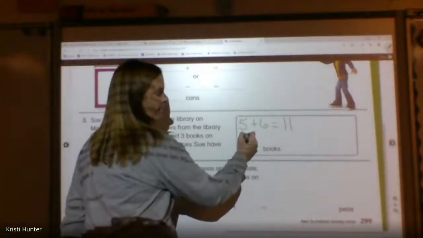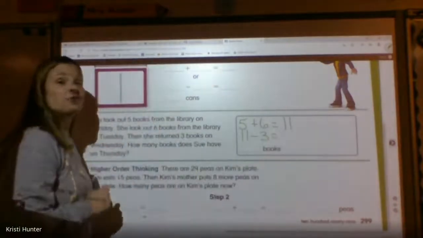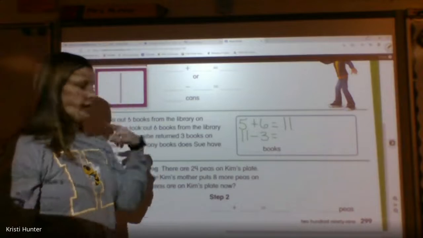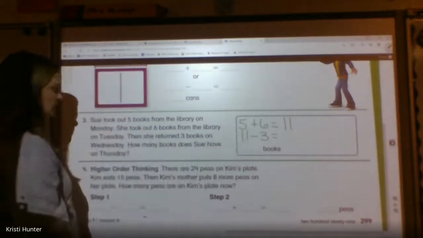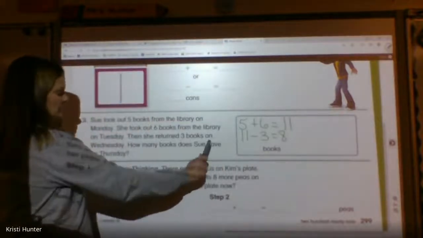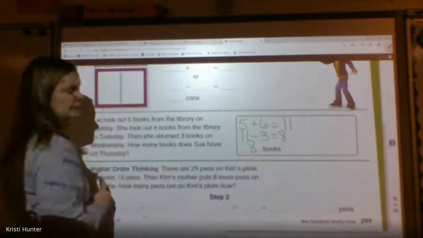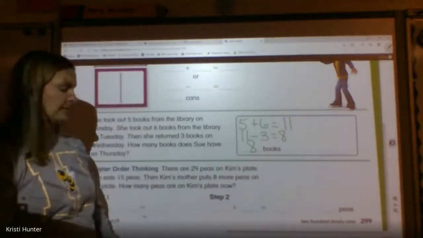So I had 11, and she's going to return 3 of them. These are facts that we should have memorized. 11 minus 3, that would give me 8. So how many books does Sue have on Thursday? Well, she has 8 books on Thursday after she returned 3.